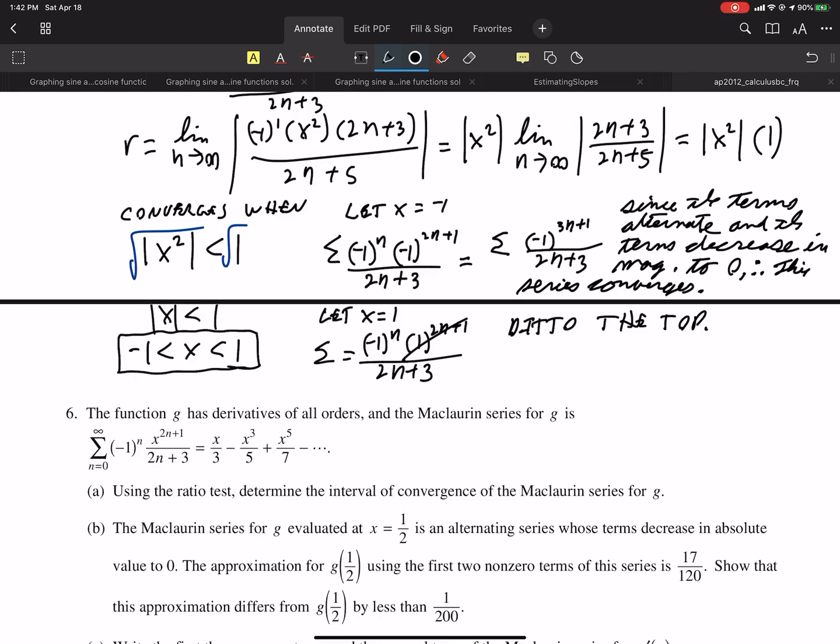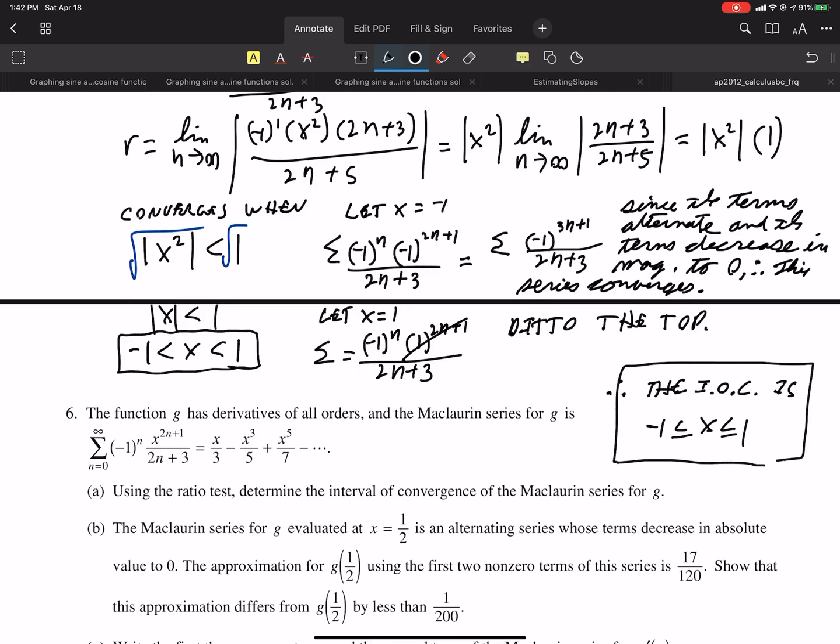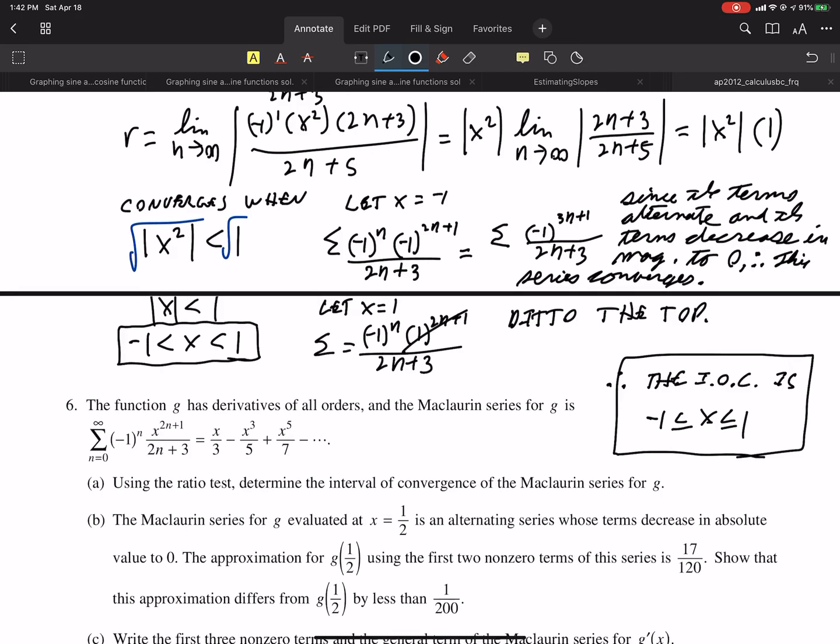Now, after you get all that, your final conclusion, therefore, the interval of convergence is, and it'll be -1, including -1, inclusive, and 1. That's your final answer there. So the next two parts I think are going to be pretty easy.